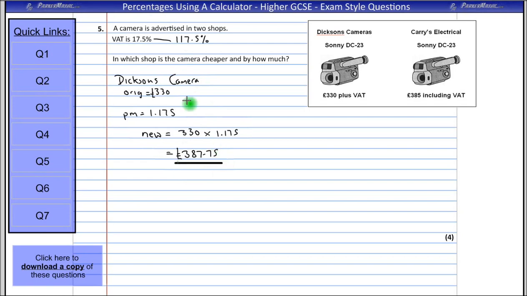Now that we know how much the camera costs in Dixon's, we can compare these amounts. And we can say that Carries Electrical is cheaper. We also need to know by how much, so let's take the Dixon's price, which is £387.75, subtract the Carries price, which is £385. Hopefully you can do that in your head and see the difference is £2.75. So we can add that into our answer. Carries Electrical is cheaper by £2.75.